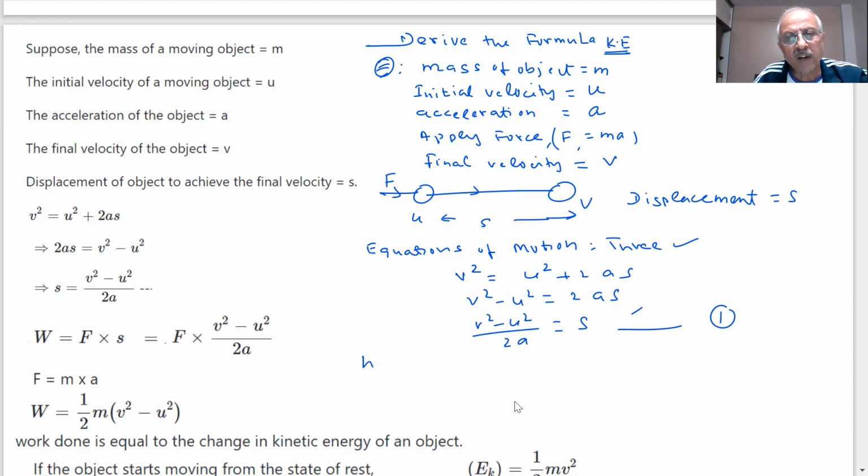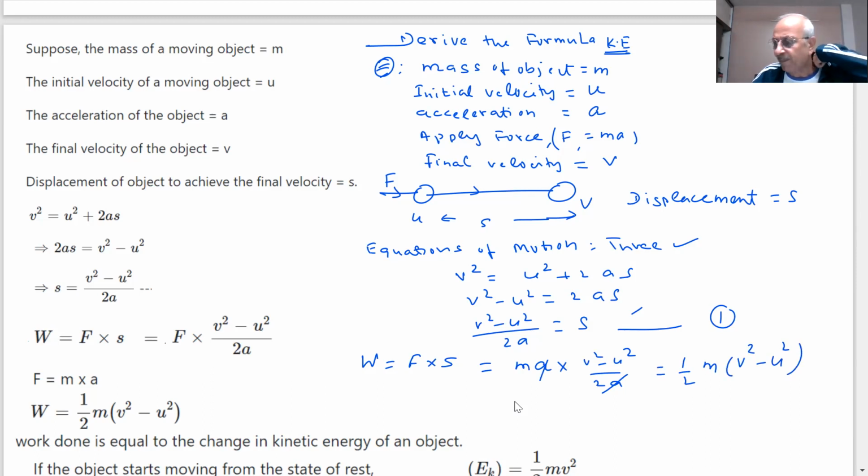So if I have to find the work, you are saying is force into the displacement S. What is my force? M into A into (V square minus U square by 2A). What will happen? You will get 1 by 2 M (V square minus U square).